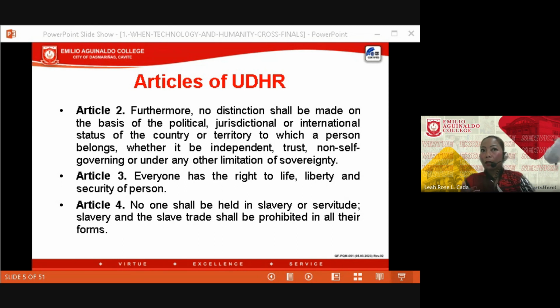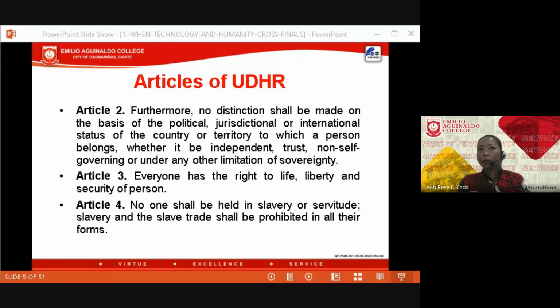Pero yun nga lang, sa Universal Declaration of Human Rights, nakalagay siya, everyone has the right to life. So kung titingnan nyo, the rules stated under the Universal Declaration are vague. Okay, it's not specific. It's directed to everyone. So when it comes to interpretation, doon nagkakaroon ng ethical dilemma on how to understand these rules. Okay, so it's just an example of what I'm stating to you.